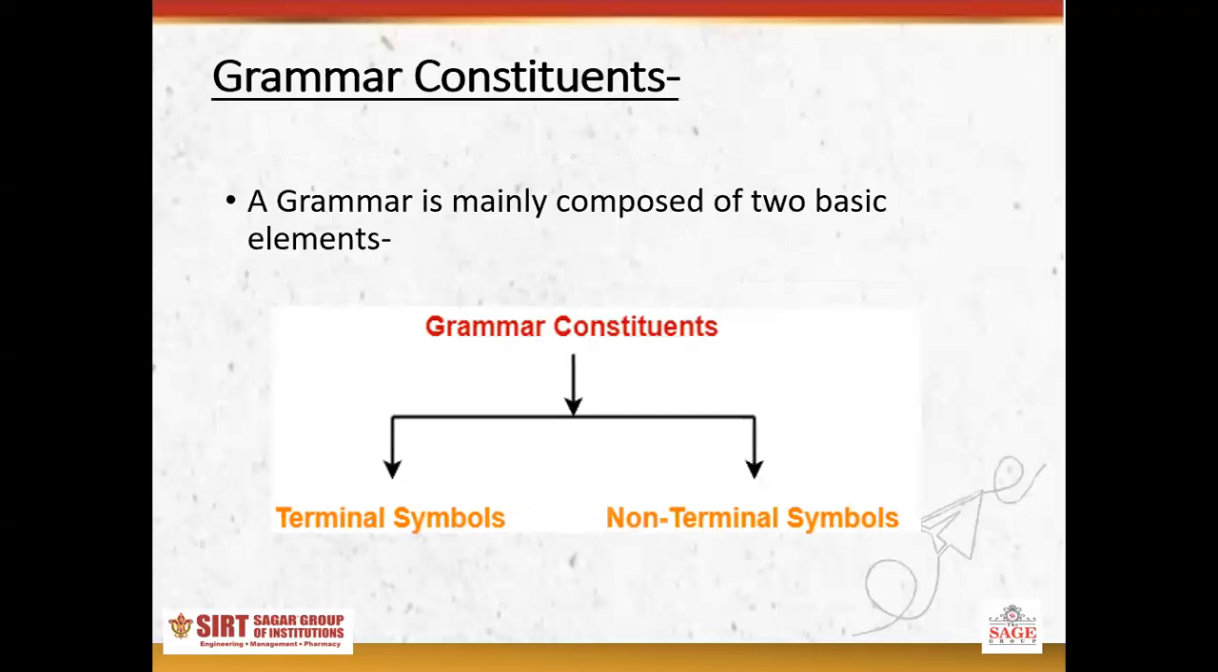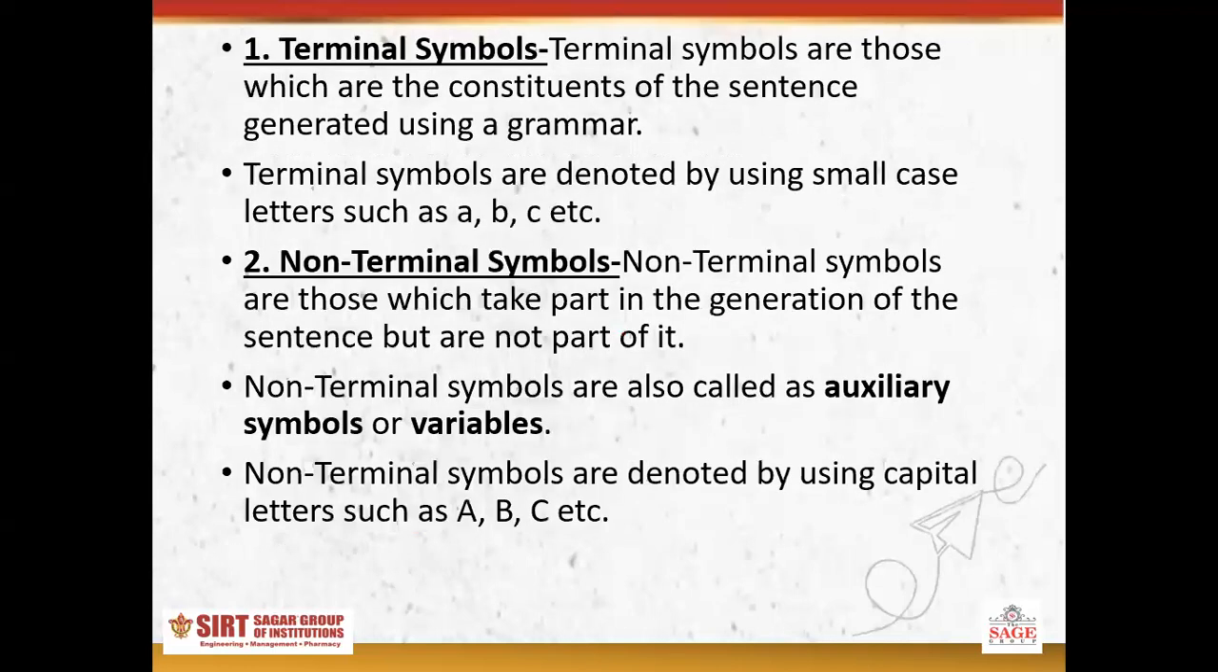Grammar constituents are mainly two: terminal symbols and non-terminal symbols. Terminal symbols are those which are the constituents of the sentence generated using a grammar. Terminal symbols are denoted by small letters such as small a, small b, small c, 0 or 1, etc.